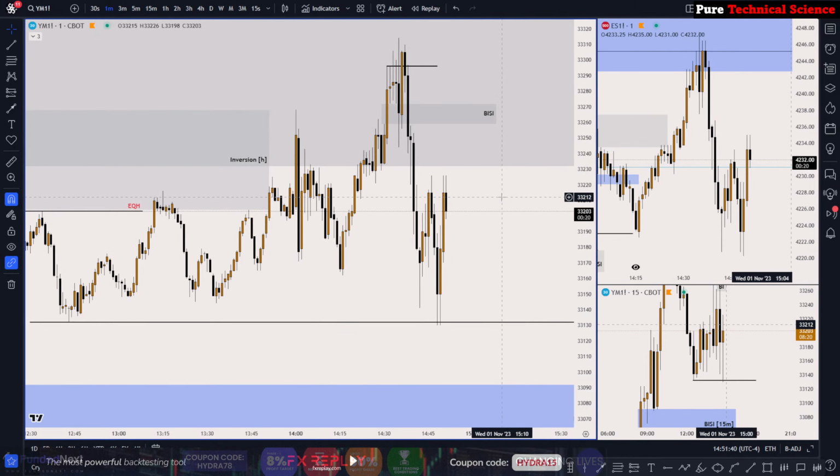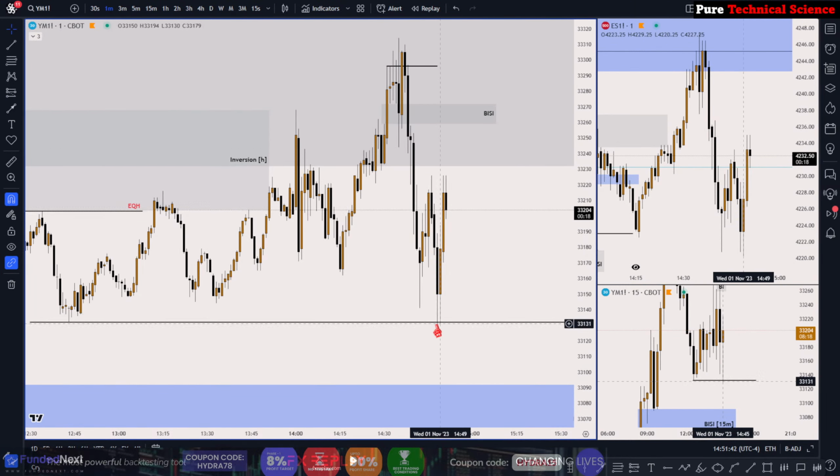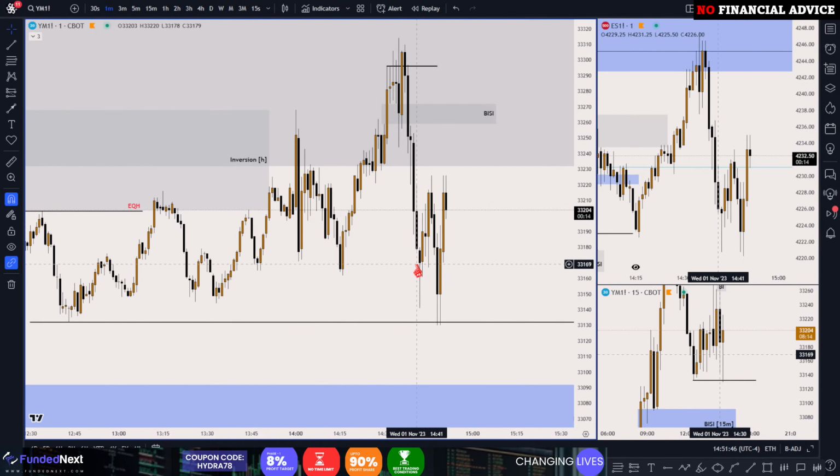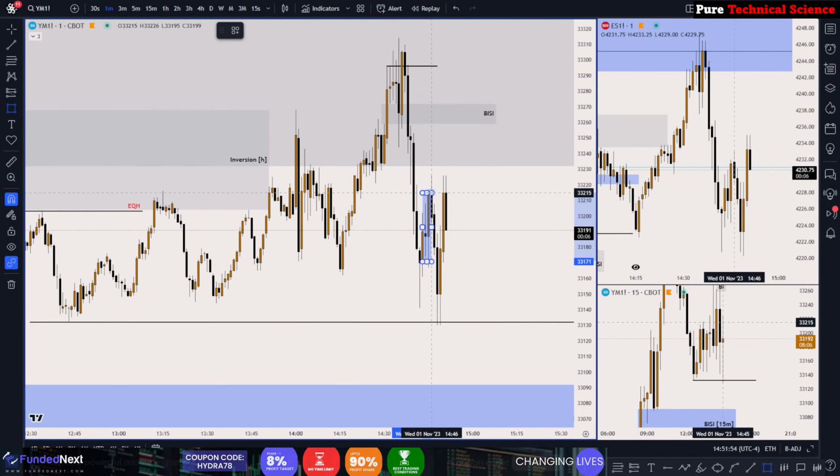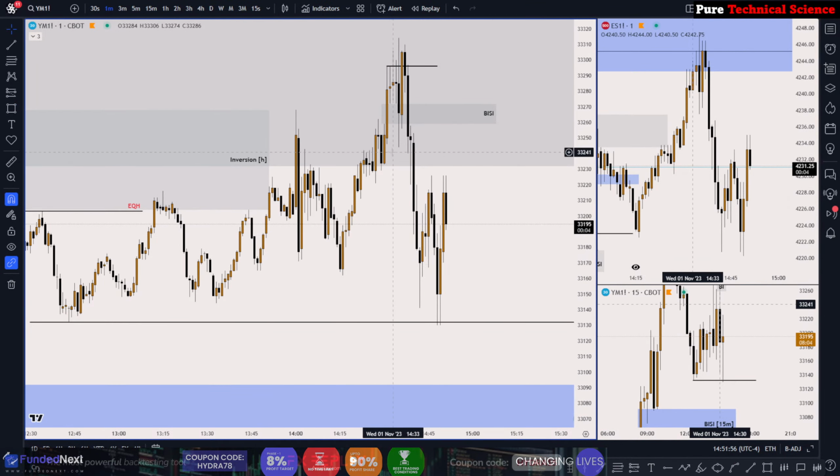Okay, folks, so this is gonna be it for today. Price generated liquidity on both sides, right? Relative equal high here, relative equal low here. We have a breaker here, and we have an unfilled fair value gap here. So this breaker is what I will watch if you guys still want to continue tape reading, okay?